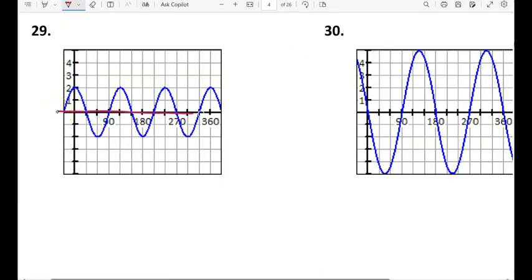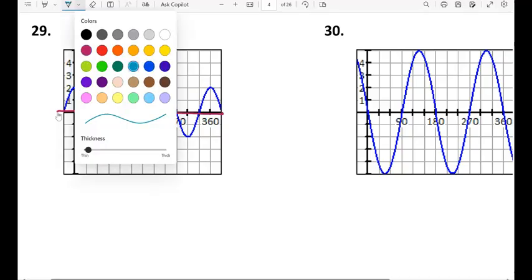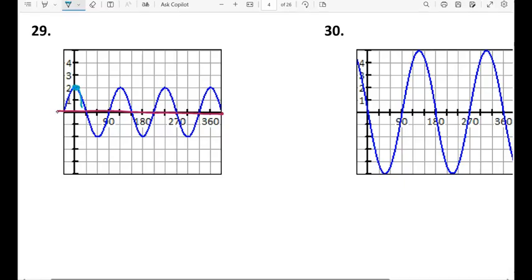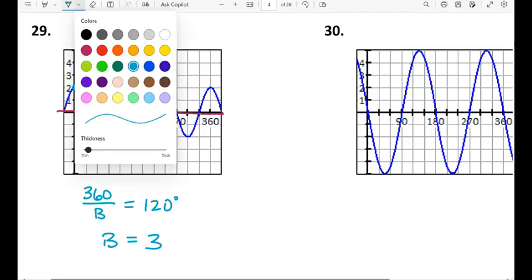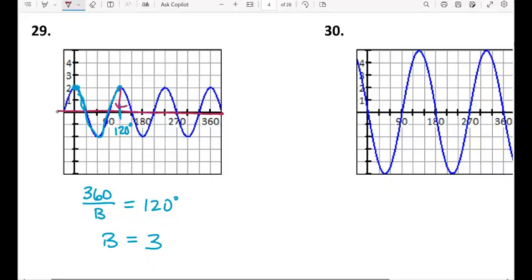In number 29, we'll notice there's no vertical shift, but we have a change in the period of the function. So let's sketch one cycle or highlight one cycle here. I'm going to notice that this is a peak to peak, so that's a cosine, but the period is 120 degrees. So 360 degrees divided by b is equal to the period. So that must mean that b is equal to 3. And the amplitude of our cosine function is 2. So y is equal to 2 times cosine of 3x.